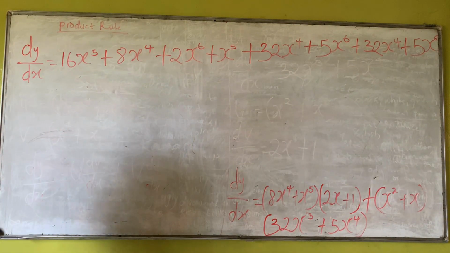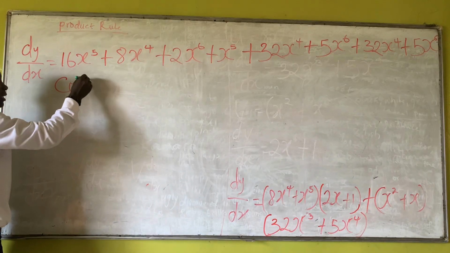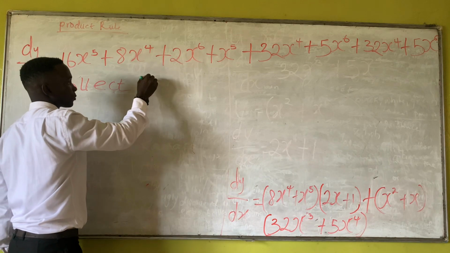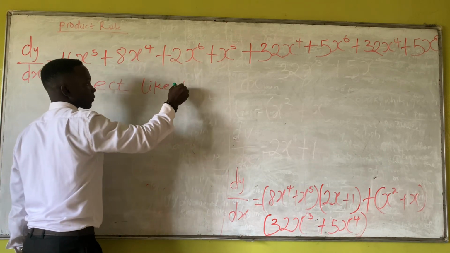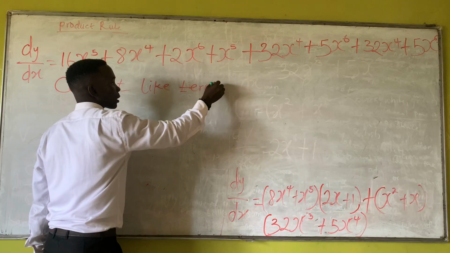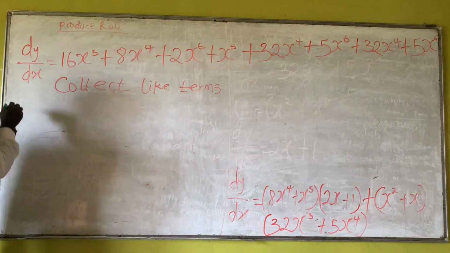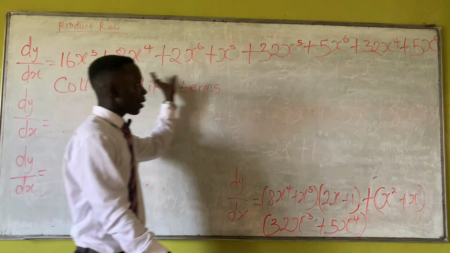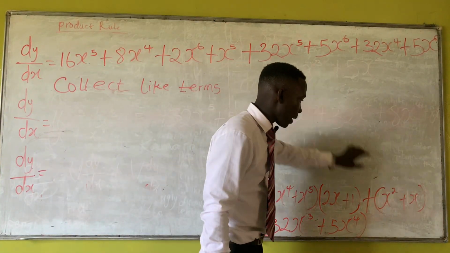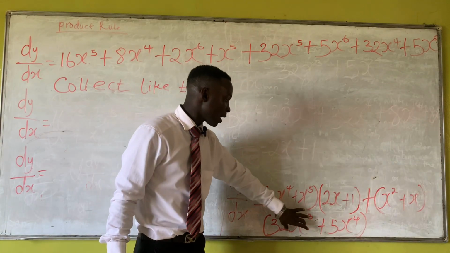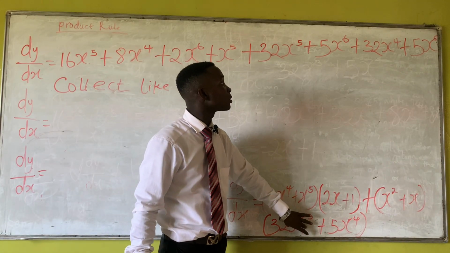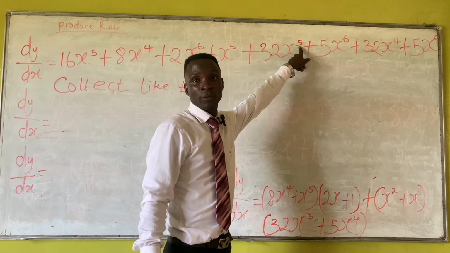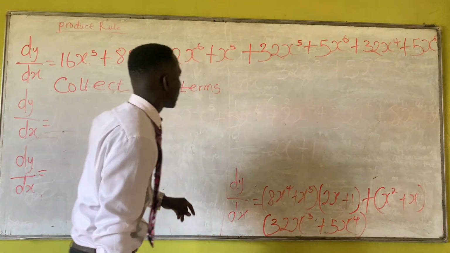So from here now, we collect like terms. When we did the multiplication, x squared times 32x raised to the power 3 is supposed to give us 32x raised to the power of 5. I put 4. That was a mistake. I just corrected that now.